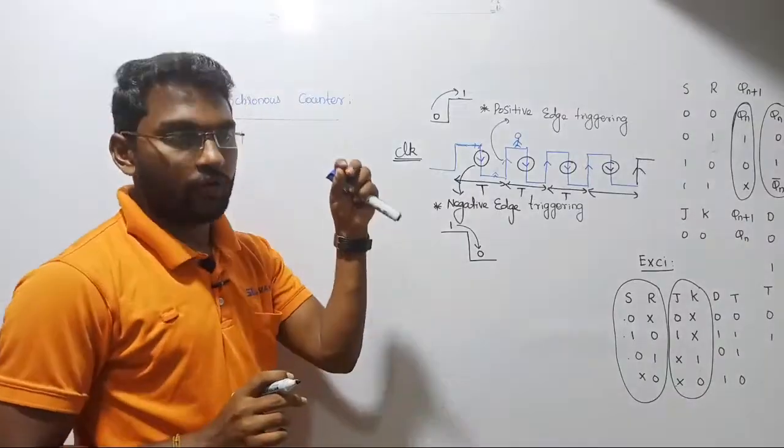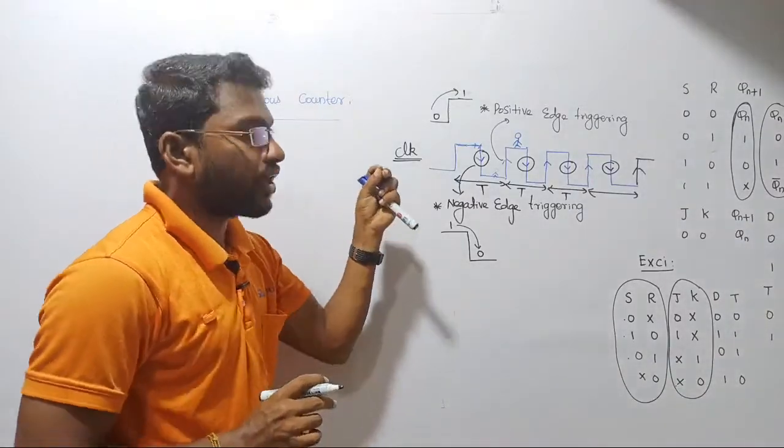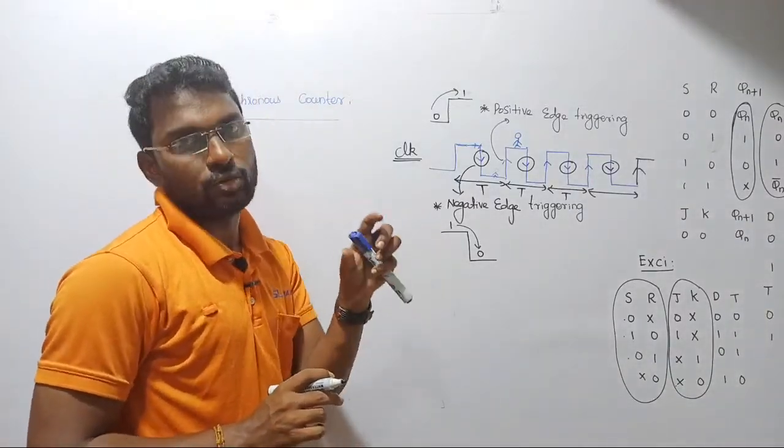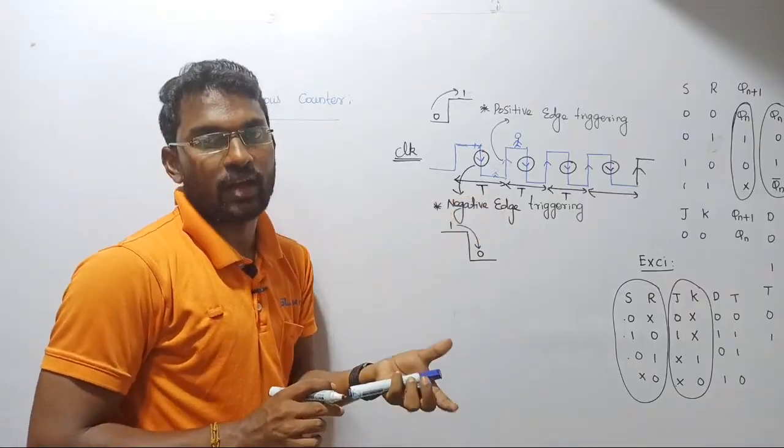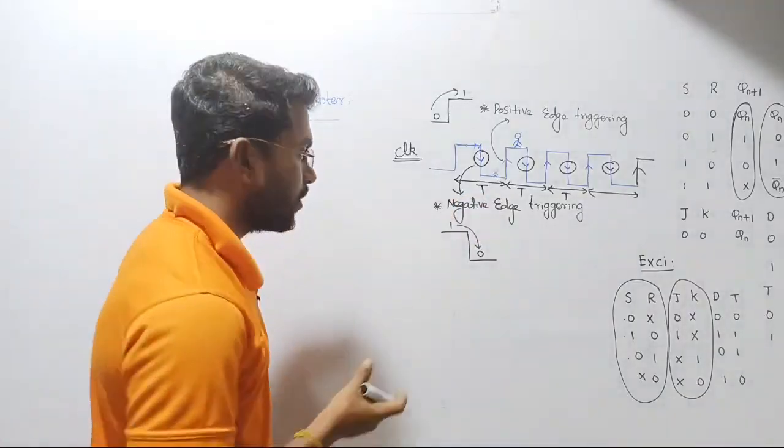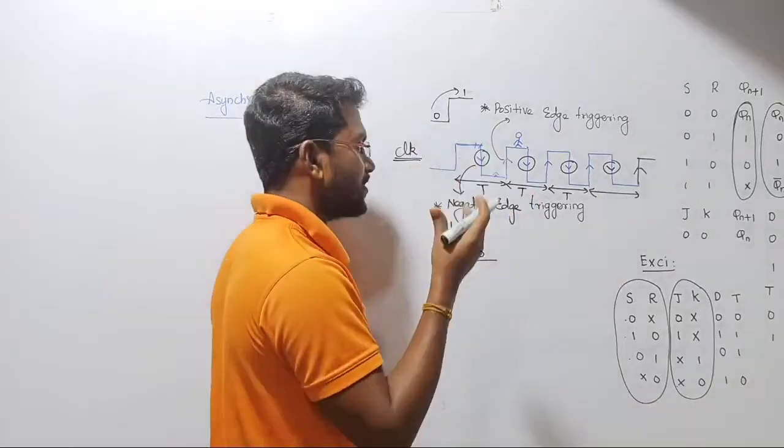Here there are 2 types of triggering. Anyway, we are talking about edge triggering, right? I told you just to see the difference between level and edge triggering. I almost gave the answer, right? Okay, just to enhance your knowledge, it's enough.